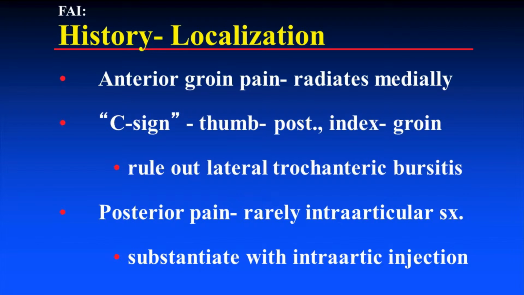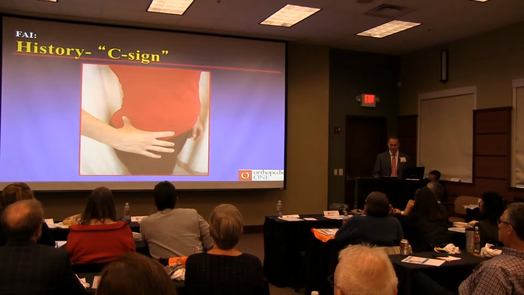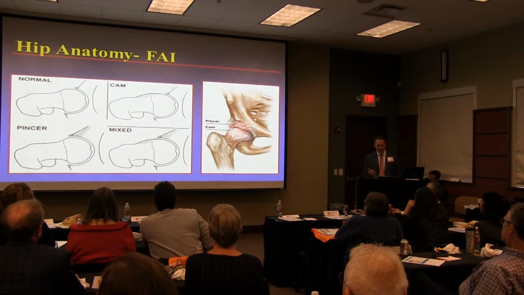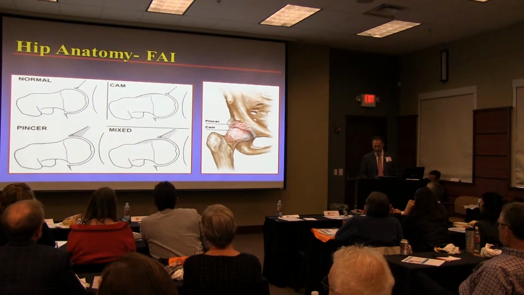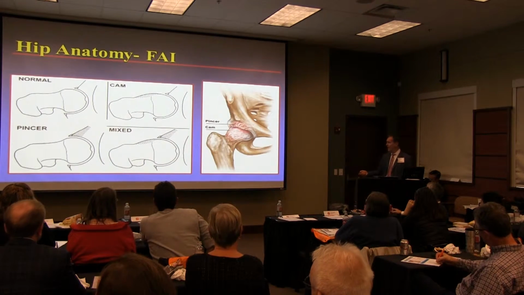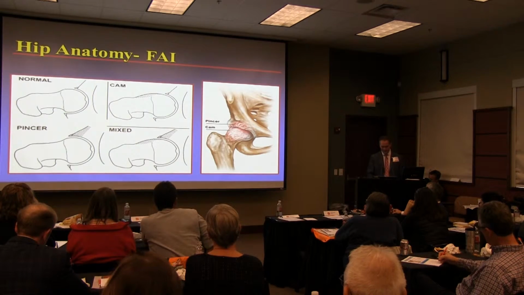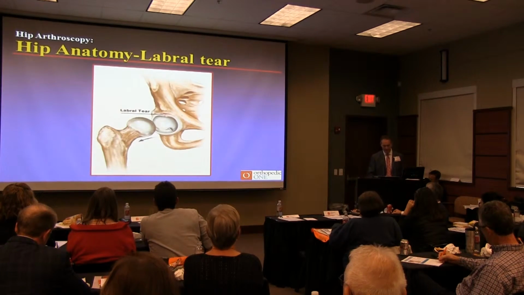So C sign, rule out lateral trochanteric bursitis. Posterior pain, like has been stated before, is rarely intra-articular, but it can be. And an intra-articular injection can help sometimes. So there's the C sign. We saw this already. Most commonly it is mixed. So you get a combination of pincer and cam. So many are mixed like this. Labral tear picture there.